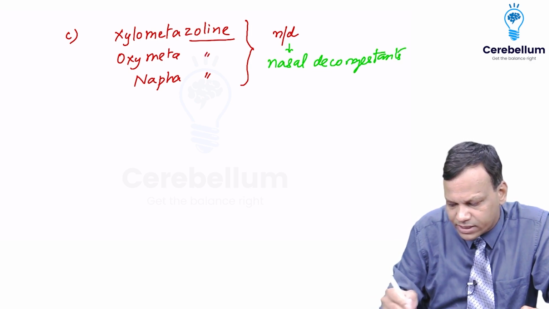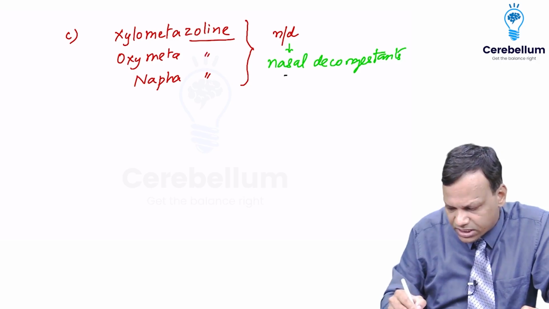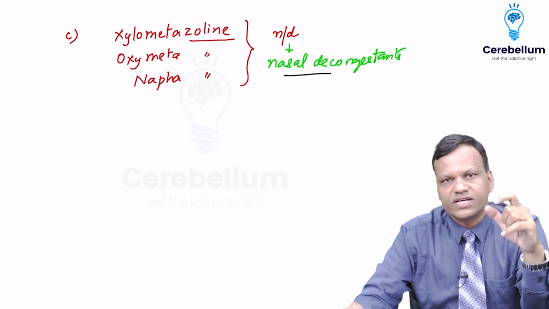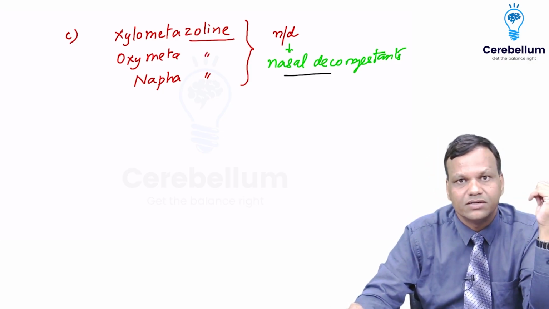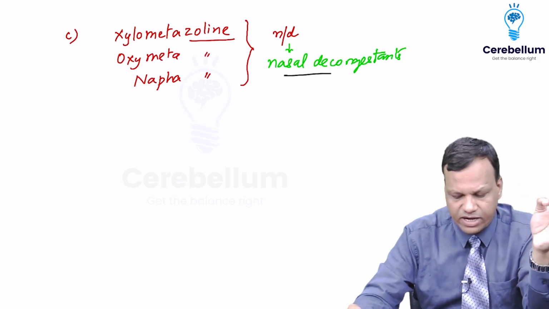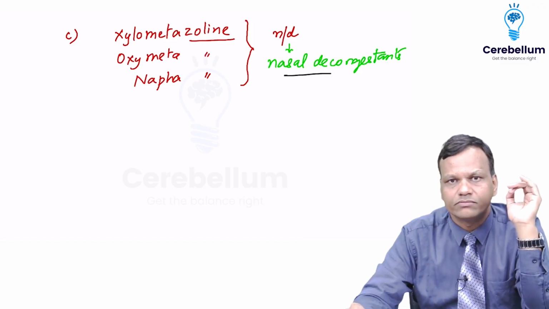Now what is important is they cause nasal vasoconstriction. Do you remember which other nasal decongestant we discussed earlier? Yes, we discussed drugs like ephedrine, pseudoephedrine. So what is the difference between ephedrine and xylometazoline then?